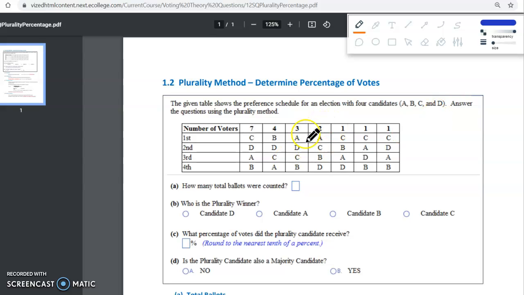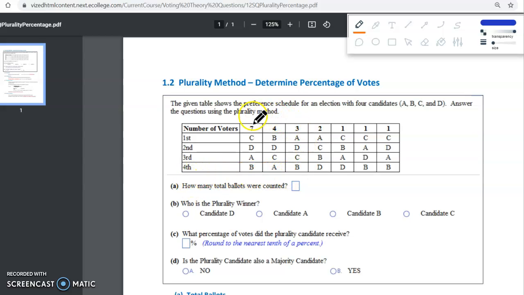Okay, so let's look at this example. We have this preference table for an election with 4 candidates, which we have labeled A, B, C, and D, and we want to answer the questions below the table. So let's notice, first of all, we want to know how many total ballots were counted.